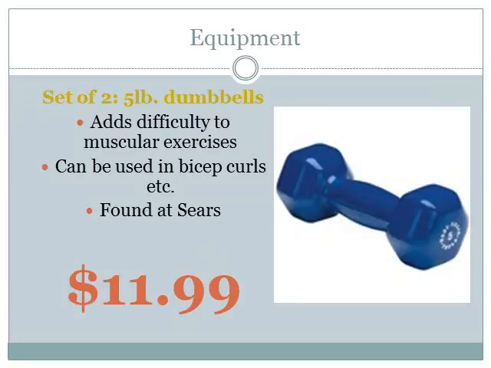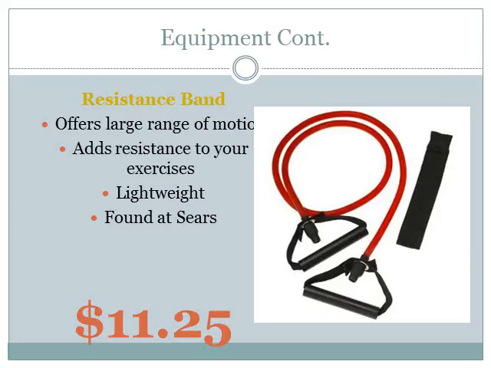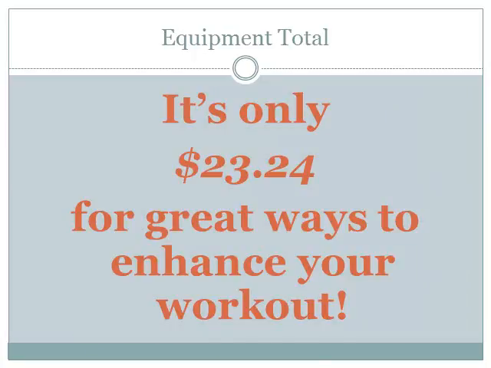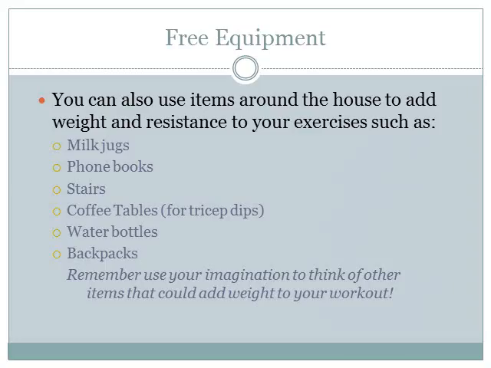The rubric then asks you to include equipment that the class will use costing less than $25. So we see that we have a dumbbell, we have a resistance band, and it's only $23.24. And here are some free items that you can use at no charge.